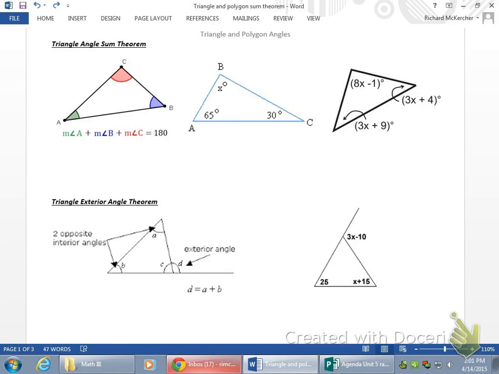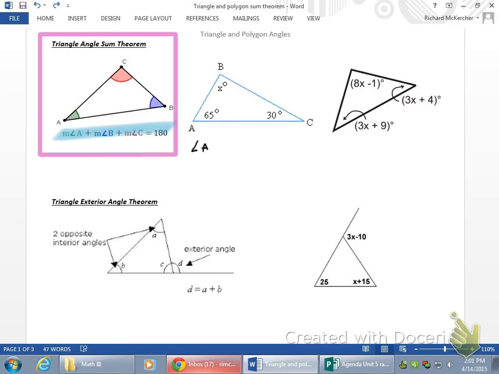Alright, first off, we've got the triangle angle sum theorem, and this is that theorem that you know right here, that the three angles in a triangle will always add up to give you 180. So there's your triangle angle sum theorem.